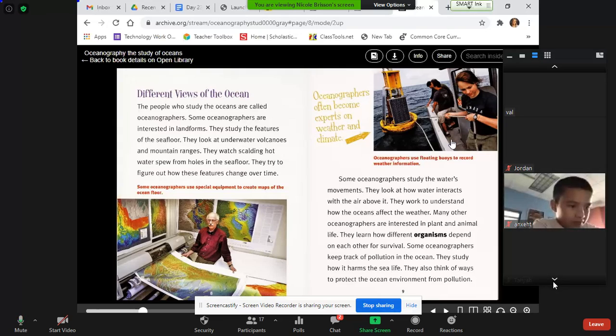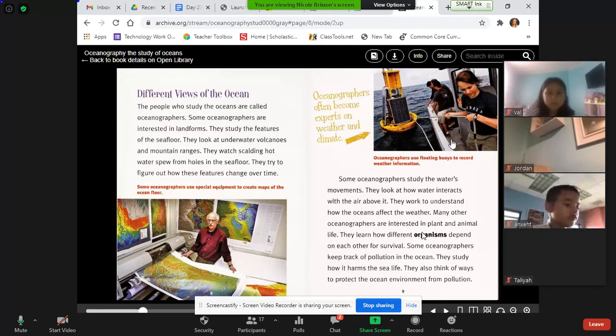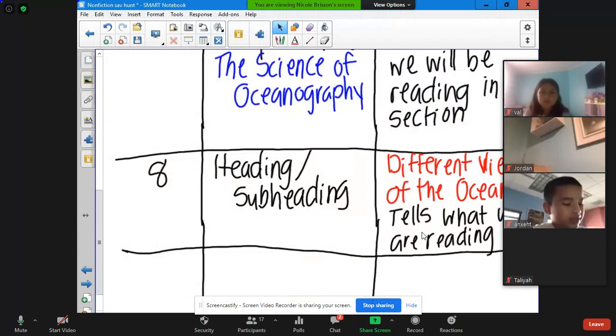Raise your hand if you were going to say a bold word. Very good. You see that word organism is darker. That word is in bold. Does anyone know where that word is going to be found in the back of the book? Natalie. In the glossary. And what is it going to tell me? It's going to give me the definition. Very good. So let's go back to our chart. And we're going to write, this is on page 9.